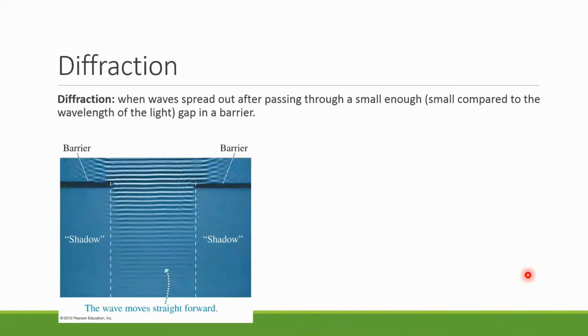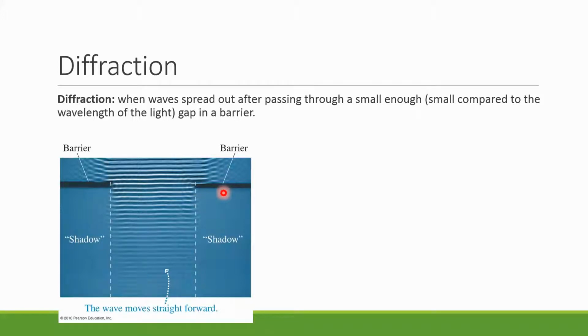So we're also going to talk about diffraction. Another type of interference we could have is when a wave passes through a barrier. A barrier causes it to spread out. So for an example of a very large barrier, let's say we have waves coming in at this barrier, and they're just going to continue to move straight forward because the barrier is very large.